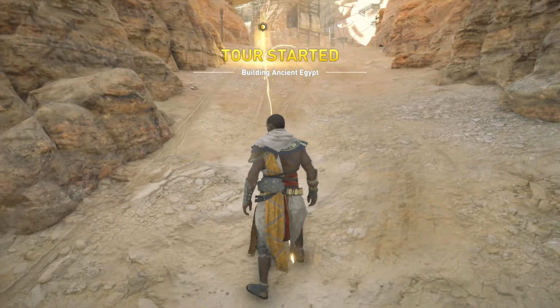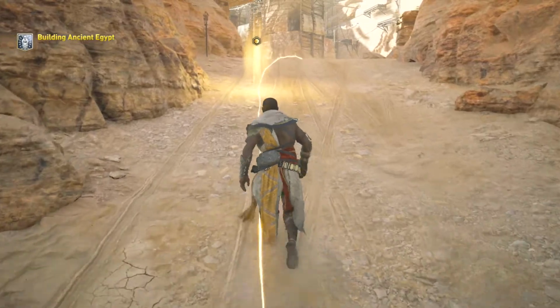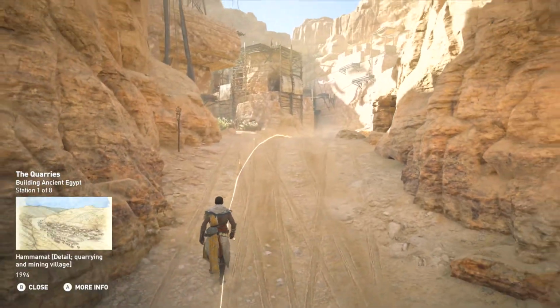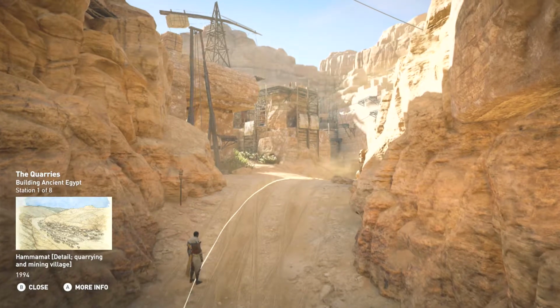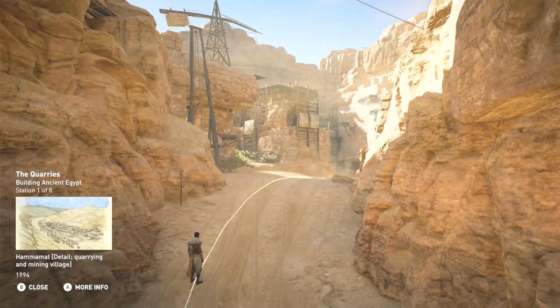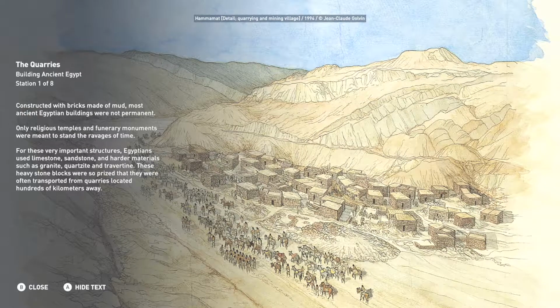Welcome to Building Ancient Egypt. Constructed with bricks made of mud, most ancient Egyptian buildings were not permanent. Only religious temples and funerary monuments were meant to stand the ravages of time. For these very important structures, Egyptians used limestone, sandstone, and harder materials, such as granite, quartzite, and travertine. These heavy stone blocks were so prized that they were often transported from quarries located hundreds of kilometers away.